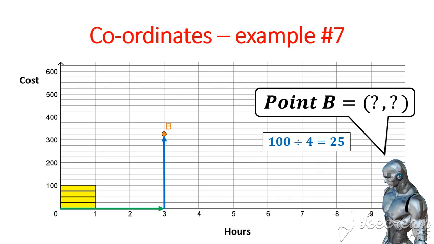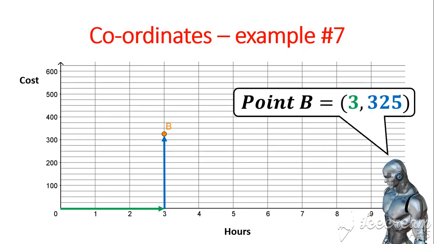So if we now work out where point B is, you can see that it is up to 300, and then it's 1 more square or increment above 300. Each square or increment's worth 25. So 300 plus 25 means we're up to 325. And the coordinate is 3, 325.